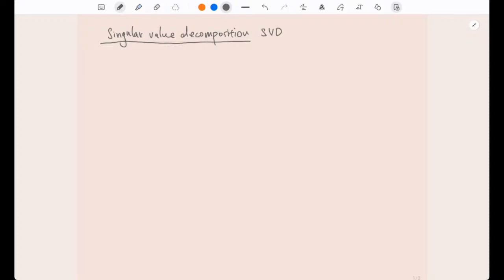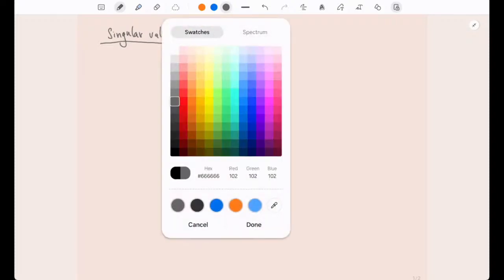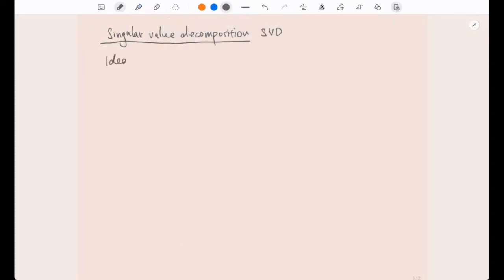I kind of want to recall how SVD works just by what I remember. So let's see if we can try to reconstruct this. The main idea for a singular value decomposition is that for any matrix, we should be able to perform something called singular value decomposition.